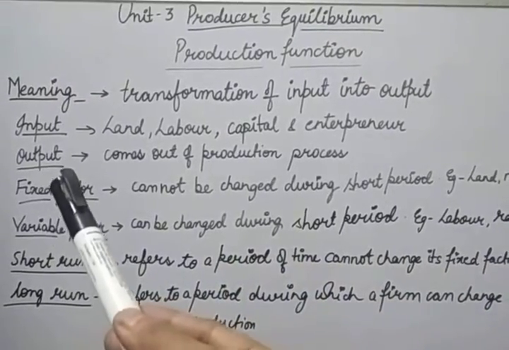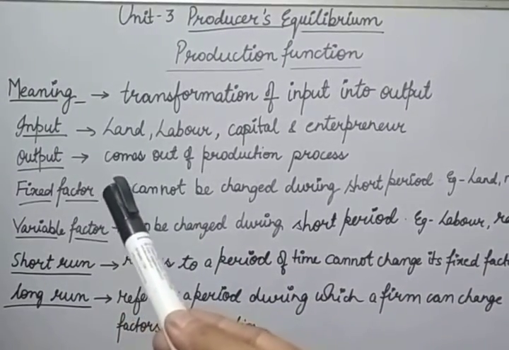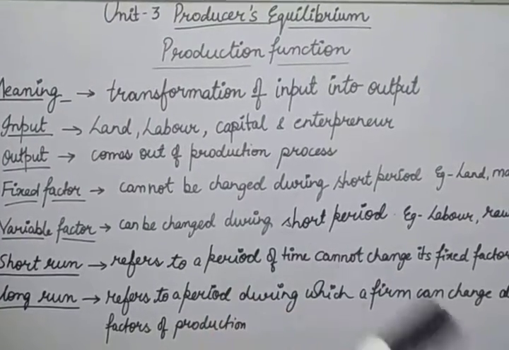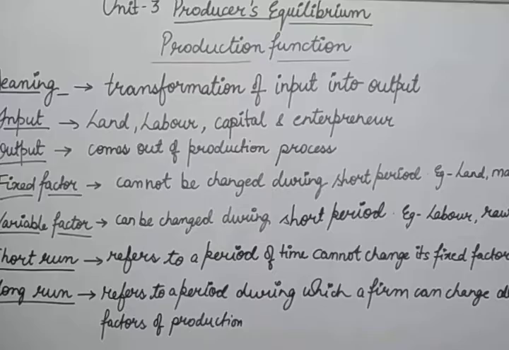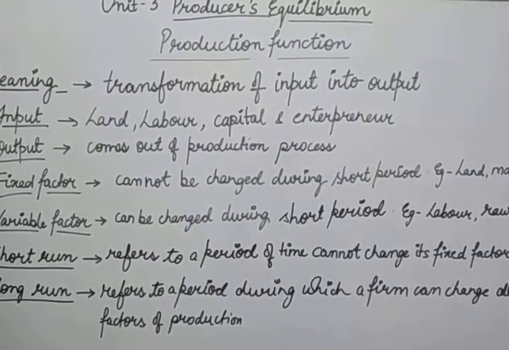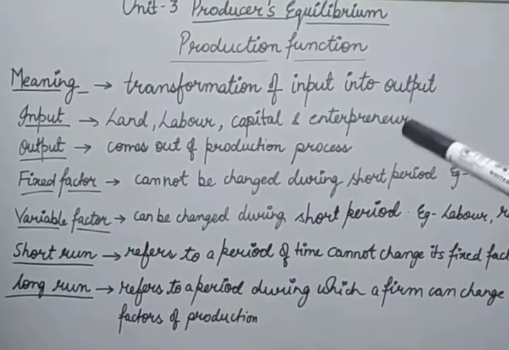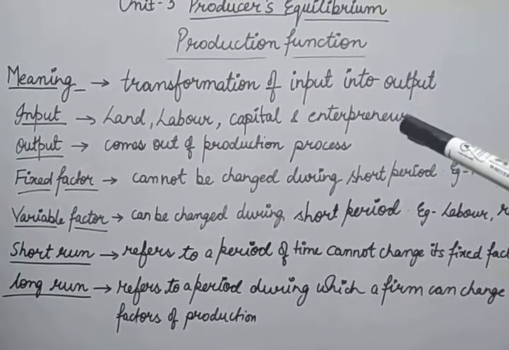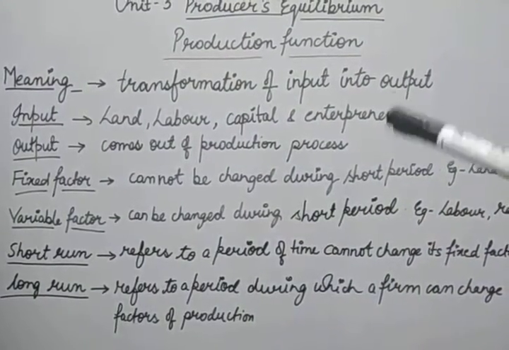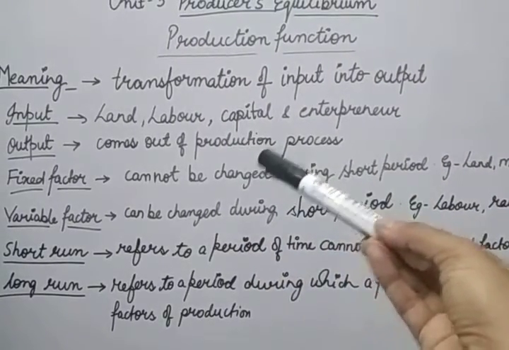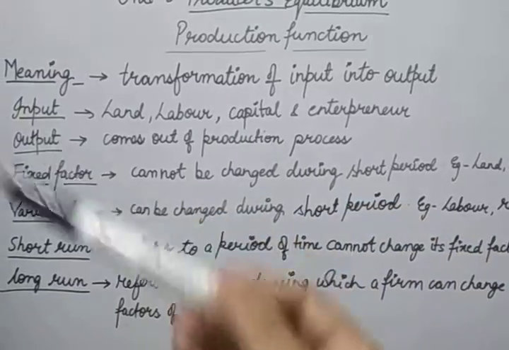Now what is output? Output means production, or in other words, an output is any commodity that comes out of the production process. That means if we use these inputs, land, labor, capital or entrepreneur, whatever comes out of the production process is called output.